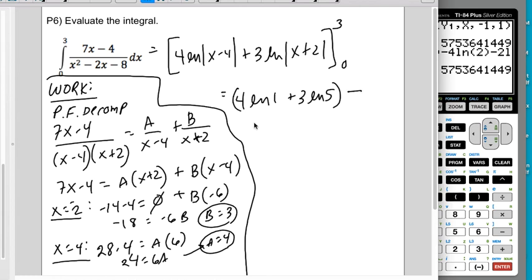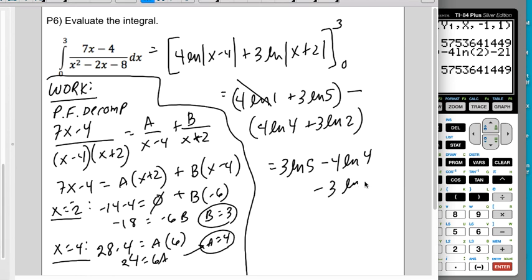Right, when we plug in 0, we're going to get 4 natural log of 4, because again, it's in the absolute value, plus 3 natural log of 2. Natural log of 1 goes away, so I end up getting that this is a 3 natural log of 5 minus 4 natural log of 4 minus 3 natural log of 2. So let's go ahead and see how that panned out, right?